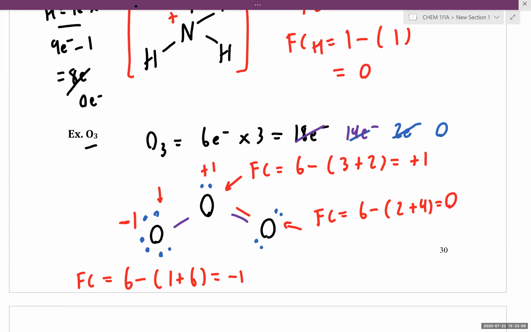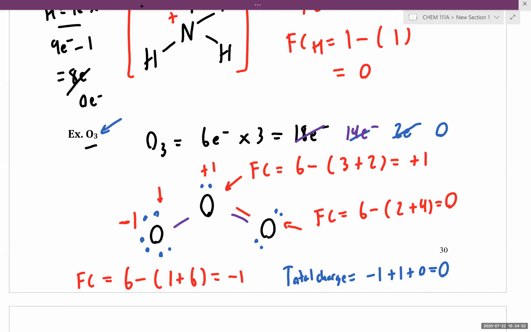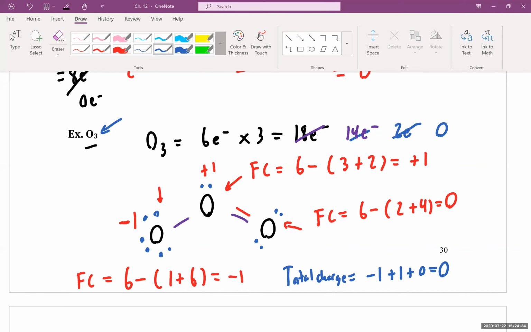Okay, so now just to add up each of our formal charges, our total charge is equal to the total formal charge of each atom, which is -1 plus 1 plus 0. That gives us a total charge of 0. As we can see, if we add up all of our formal charges, it matches the total charge for our molecule, which is 0. Does this make sense to everyone so far? Perfect. So let's now look at an example.